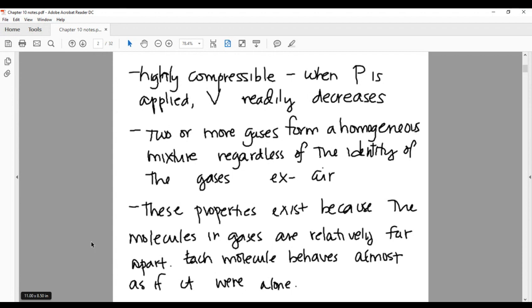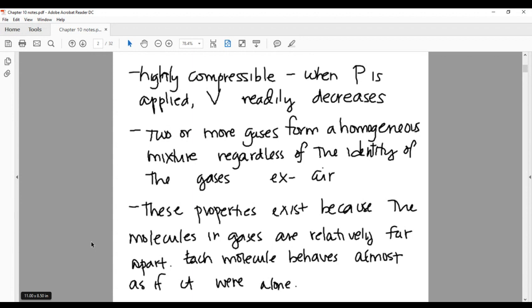Two or more gases are going to form a homogeneous mixture regardless of what the gases are. An example of this is air. We know that air is made up of nitrogen, oxygen, argon, water vapor, carbon dioxide, all kinds of different gases. But we can't identify where the nitrogen is, where the oxygen is, where the carbon dioxide is, because they form a homogeneous mixture. The molecules completely move around to where we cannot identify where the oxygen is or where the carbon dioxide is, where the nitrogen is, and so on. We can't do that with solids. We can do that with some liquids, but not all.